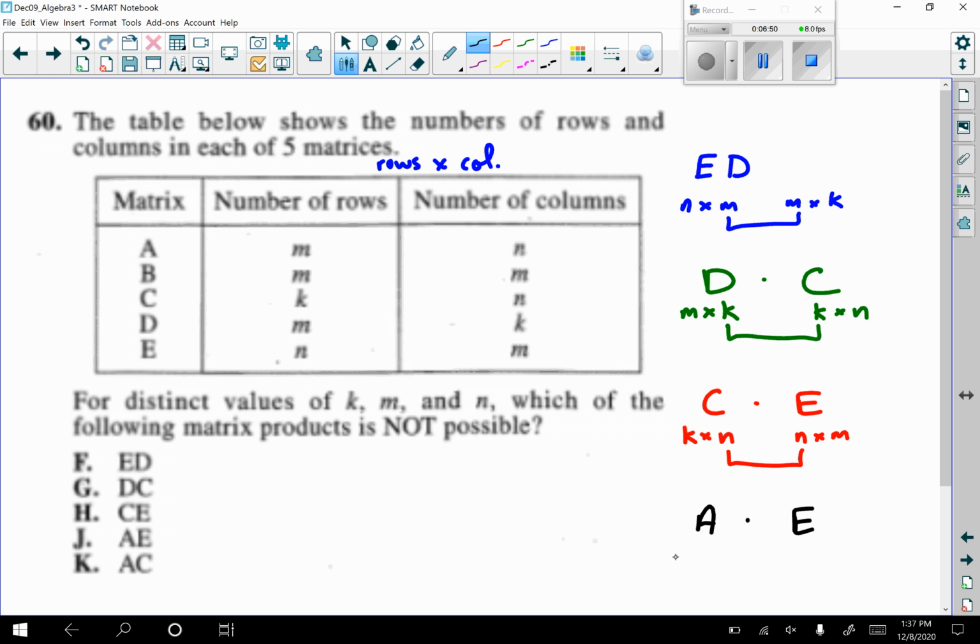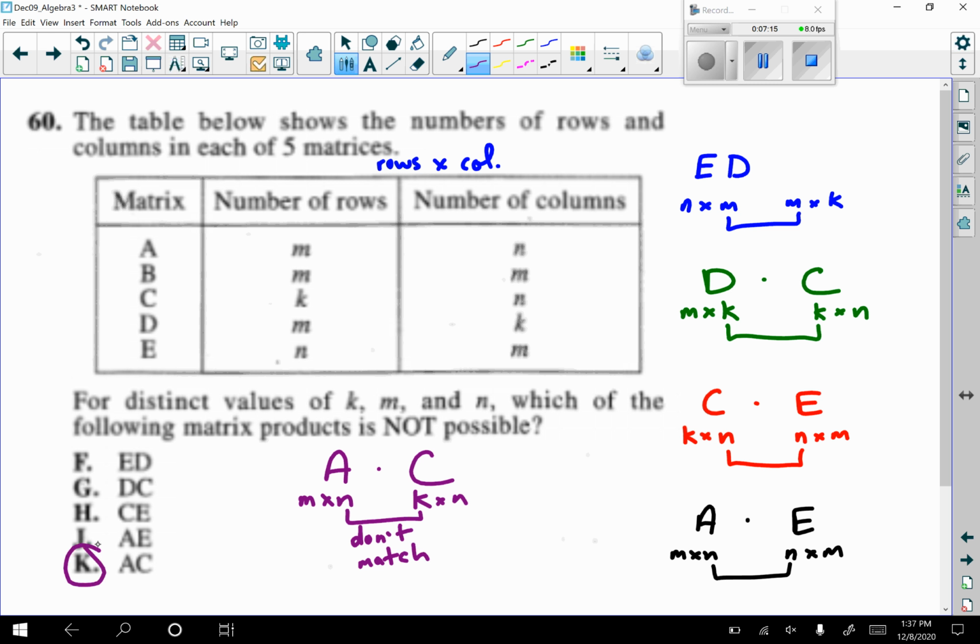Let's do A times E. So A is M by N, and E is N by M. So again, those match. Let's multiply A times C. So A is M by N, and C is K by N. So no, these do not match, which means we would not be able to multiply those together. So K is the correct answer.